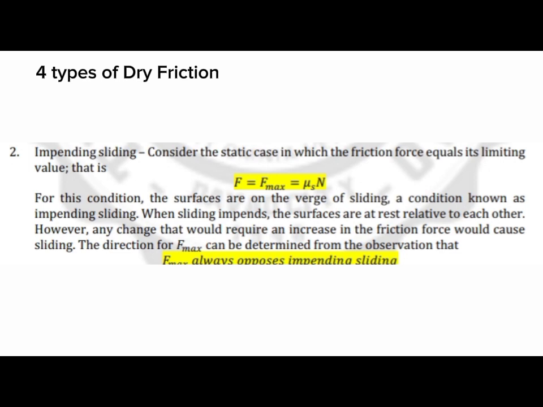Second is the impending sliding. Consider the static case in which the friction force equals its limit value, that is, F is equal to F maximum, which is equal to mu s N, or the coefficient of static friction times N. For this condition, the surfaces are on the verge of sliding, a condition known as impending sliding. When sliding impends, the surfaces are at rest relative to each other. However, any change that would require an increase in the friction force would cause sliding. The direction of F maximum can be determined from the observation that F maximum always opposes impending sliding.